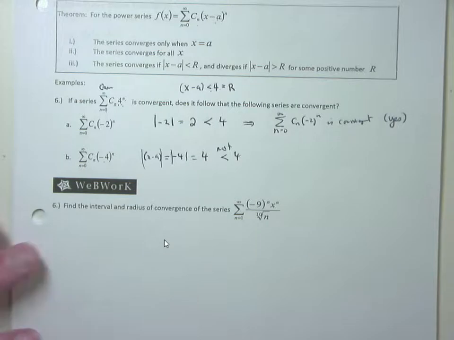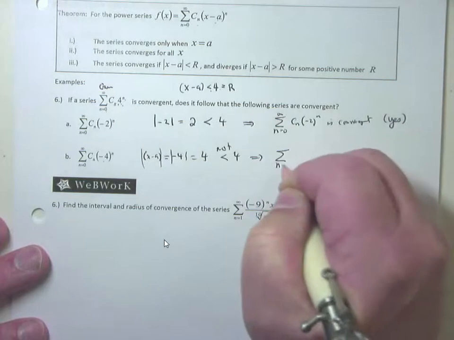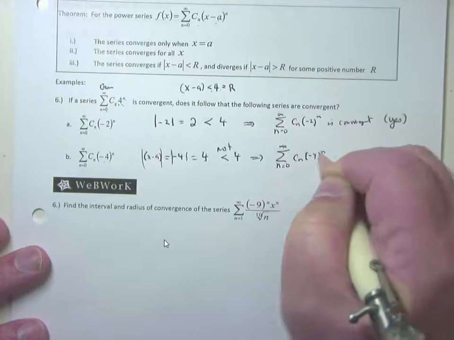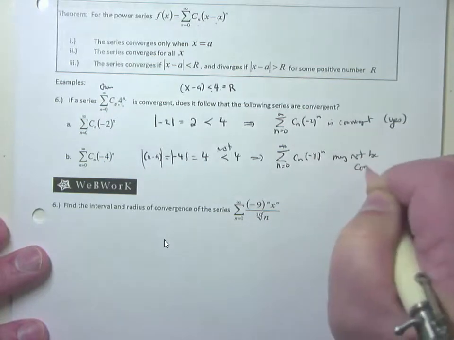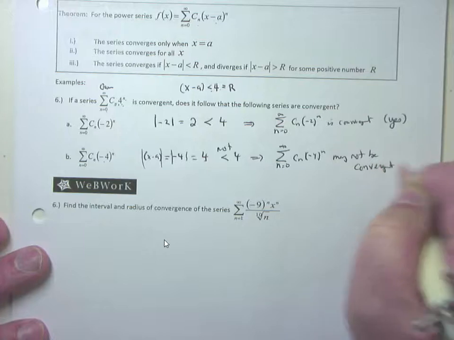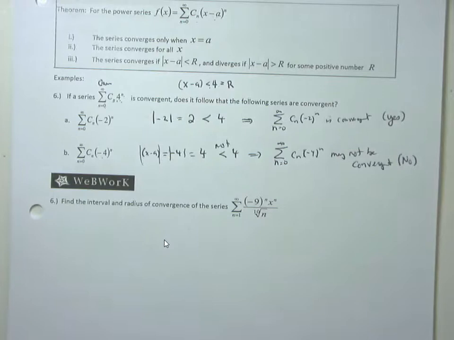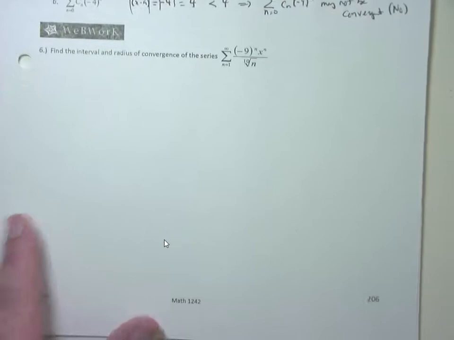So the answer for this one, because 4 is not less than 4, this implies that the sum as n goes from 0 to infinity of Cn times negative 4 to the n may not be convergent. The answer is no. We're not guaranteed it's going to be convergent because it's the other endpoint. It may converge, I don't know. But anything less than is going to converge, but right at equal to, I can't tell. Checking your endpoints.